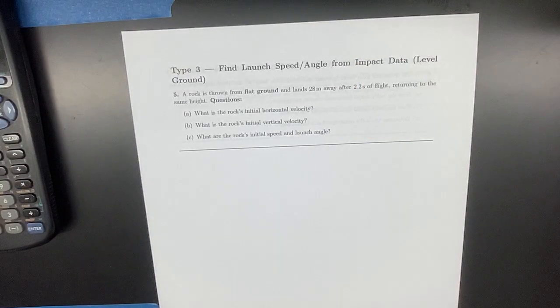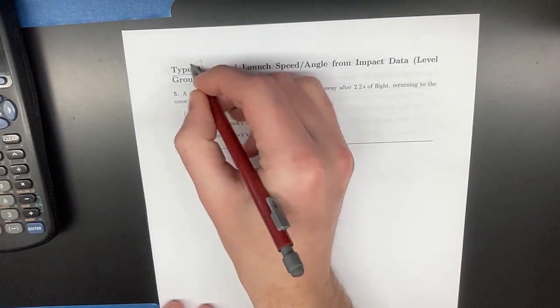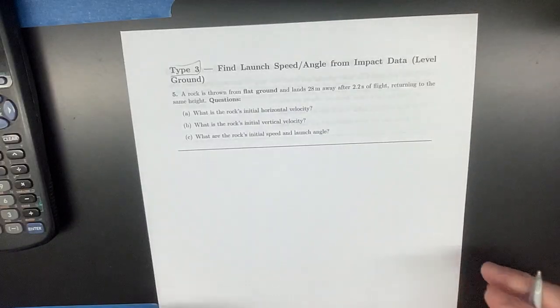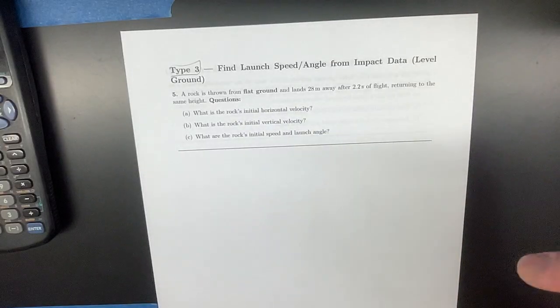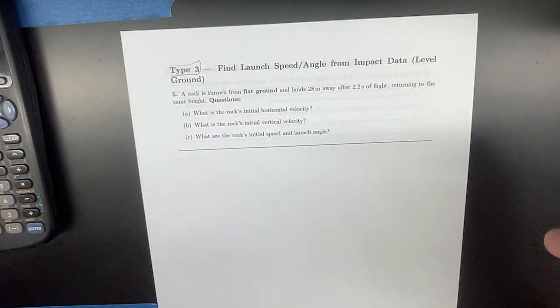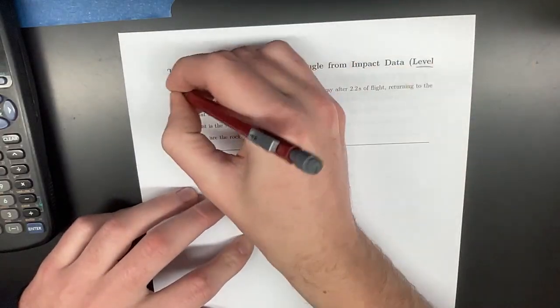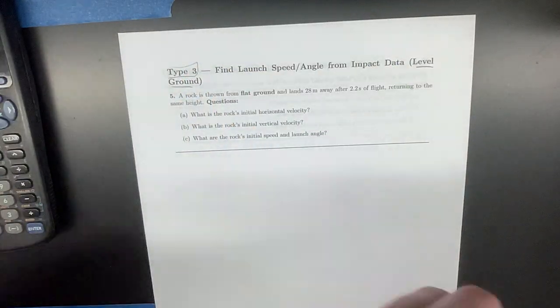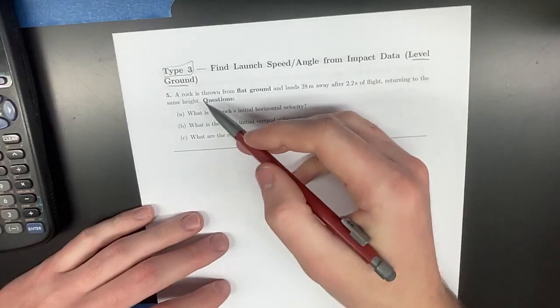All right. Question type number 3. It says find the launch speed and angle from the impact data, specifically if it's on level ground. Now that's important to know because it tells us a lot. We'll see that when we draw the picture.